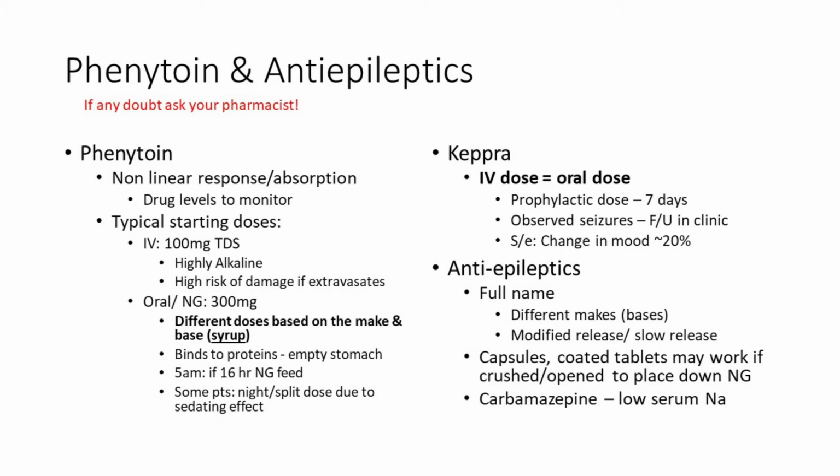And then any other antiepileptics, it's really important when you're prescribing it to note down the different makes or the brand that they are using, whether it's modified release, slow release, even if it's capsules or coated tablets, because you can't always put them down NGs because you ruin that lining, and sometimes there's no other option really, and that's when you get the pharmacist involved in helping you work out what's the best alternative or the kind of conversion from one to another. And then carbamazepine, just to note that often that gives you a chronically low sodium.